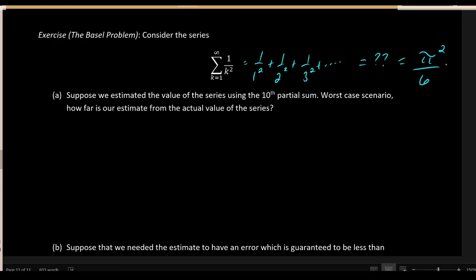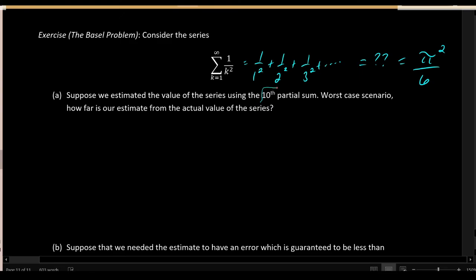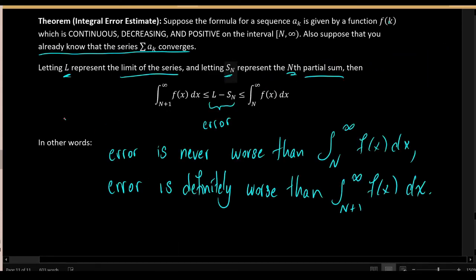Worst case scenario, how far is our estimate from the series' actual value? Okay, so we estimated the value of the series using the 10th partial sum, which means that we estimated using the partial sum corresponding to n equals 10. So scrolling back up to the previous theorem, the error that we incur estimating with the nth partial sum, in our case the 10th partial sum, worst case scenario is given by the integral from n to infinity of the function corresponding to our sequence.